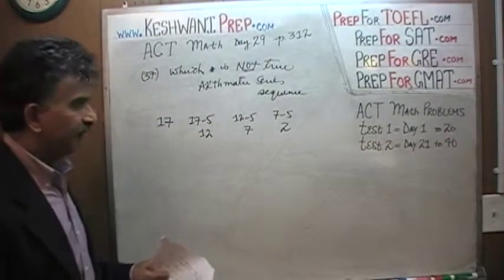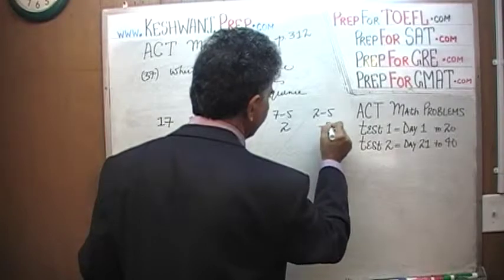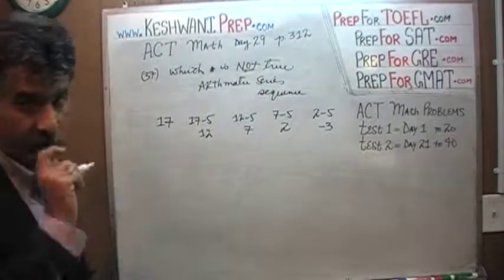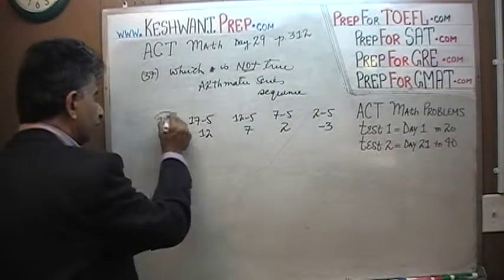So what do you suppose is going to be the next one? The next one is very simple. It's going to be 2 minus 5, which is negative 3, and so on and so forth. It's an arithmetic series because the difference is always constant.